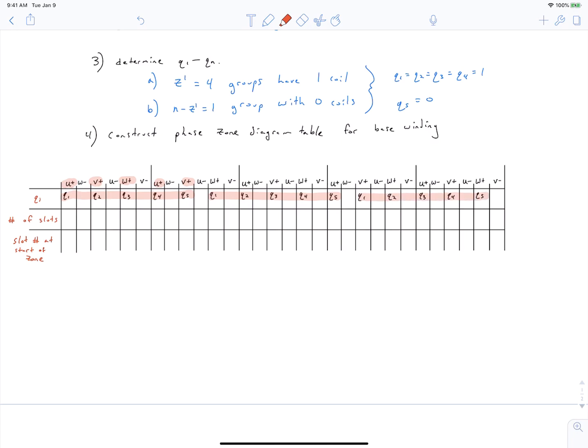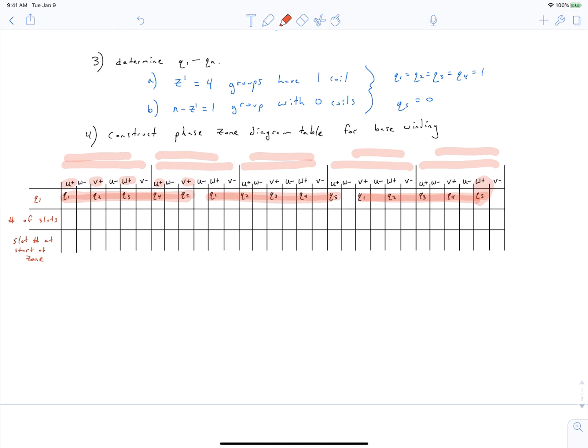And remember, we'd previously determined that our base winding had 5 pole pairs, which meant that the sequence had to repeat itself 5 times until we get to the condition that W plus has the last sequence of our coil group. So we have 5 pole pairs, 1, 2, 3, 4, 5, which means that we cycle through this until we get to the point that Q5 is in our last position, which is our base winding.